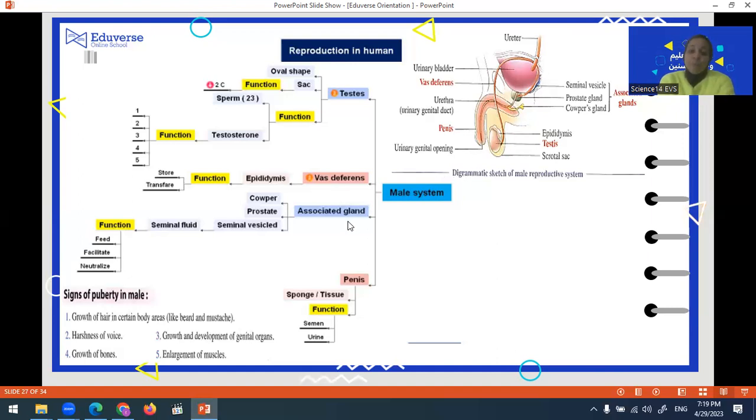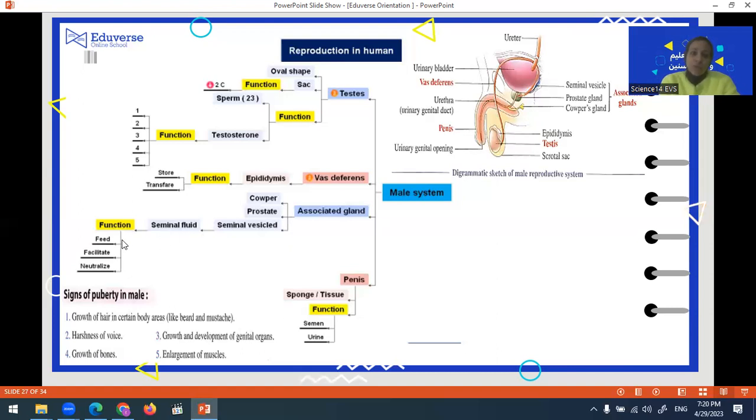Okay, the third part in the male reproductive system is the associated glands. We have, as we said, the seminal vesicle gland, the prostate gland, and the two Cowper's glands. All of them pour a fluid inside the urethra, which is called the seminal fluid. What's the function of this seminal fluid?